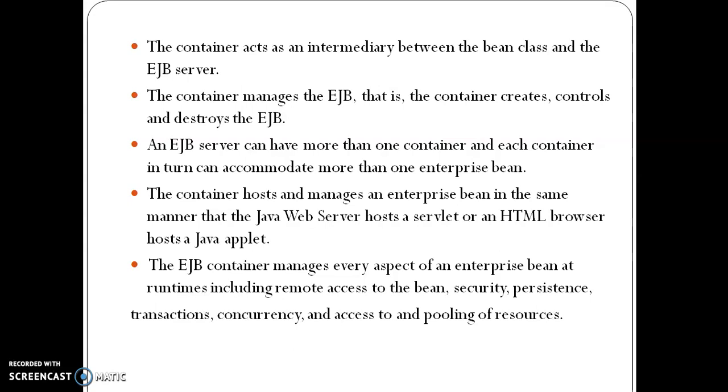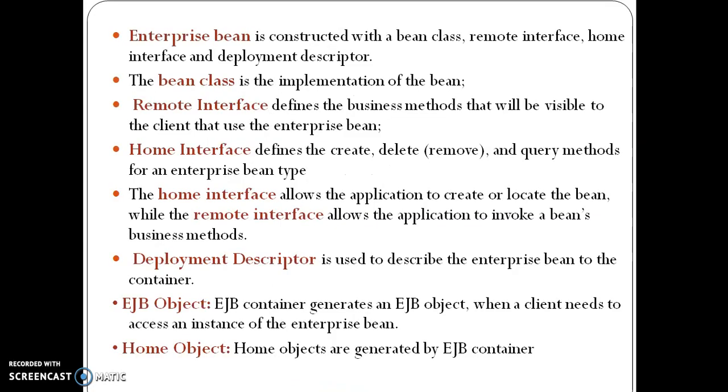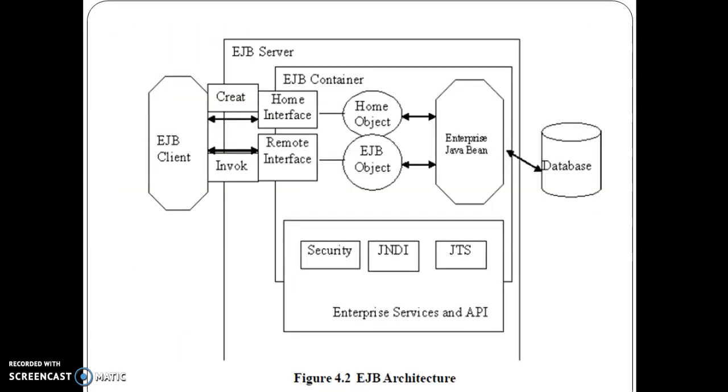The EJB container manages every aspect of enterprise beans. It means each and every method call or each and every action will be managed by the EJB container. It also provides facilities like security, persistence, transactions, concurrency, meaning how many clients are accessing, how much time it is accessing, whether it has security or not, and so on, will be managed by the EJB container. Now, in the next class we will discuss the remaining things.